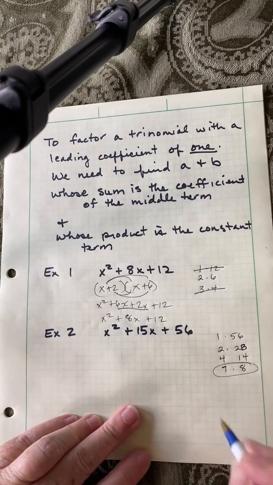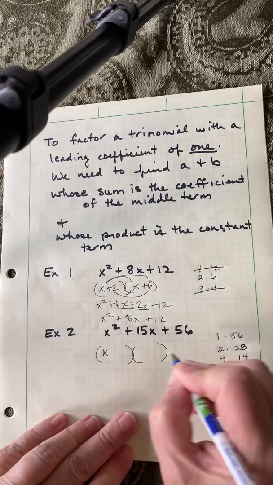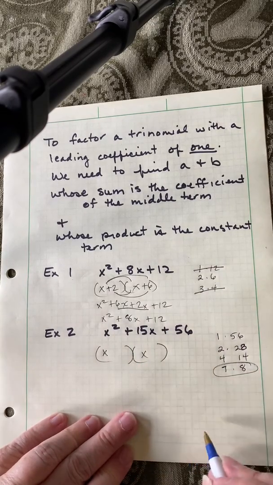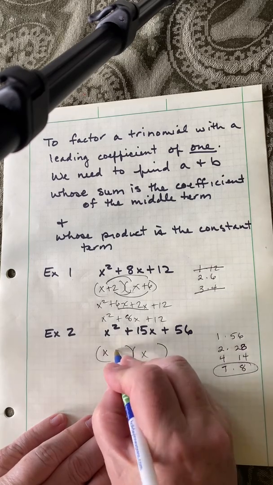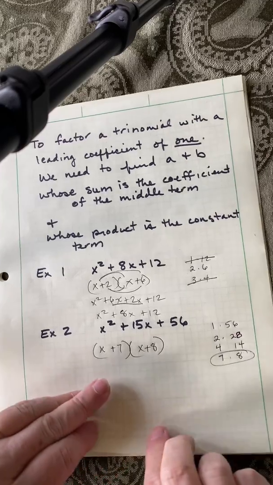Okay, so that's what I'm looking for. So here's my template looking like this. Plug in those numbers. They're both positive, so +7 and +8. And there you go.